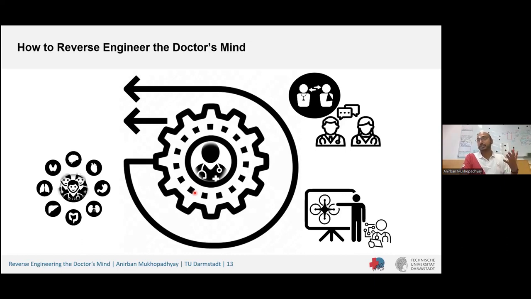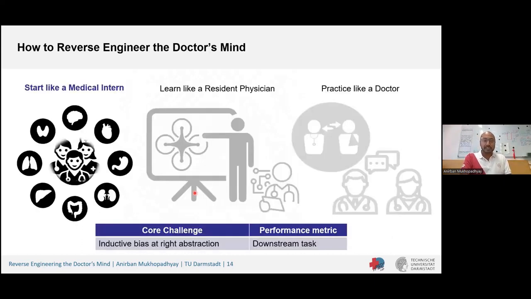So how are we going to go about it? Let's break down the rest of the talk into these 3 distinct parts. So let's talk about starting like a medical intern.